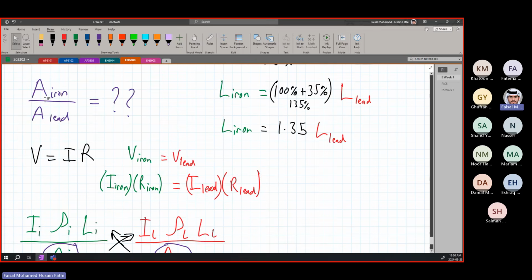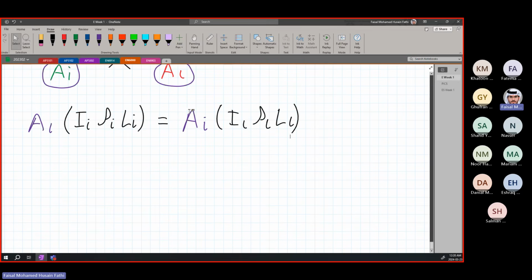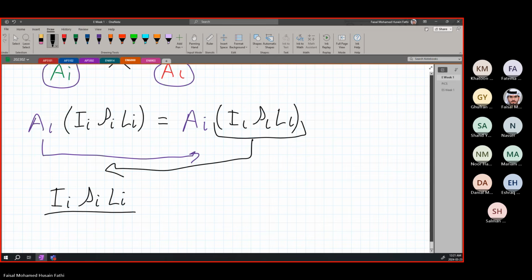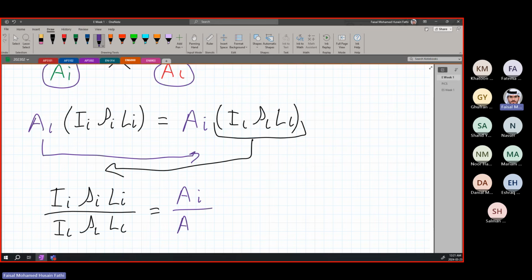We want, again to remind you, iron over lead. So we need to make sure this one is at the top, and we need to divide this and take it to the other side, to the bottom. That's what we're going to do. We're dividing both sides by these so that we have it in that form. So we're going to get I rho I Li over IL rho L is equal to AI over AL.